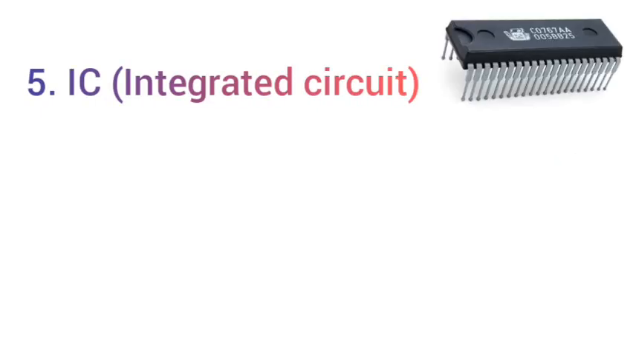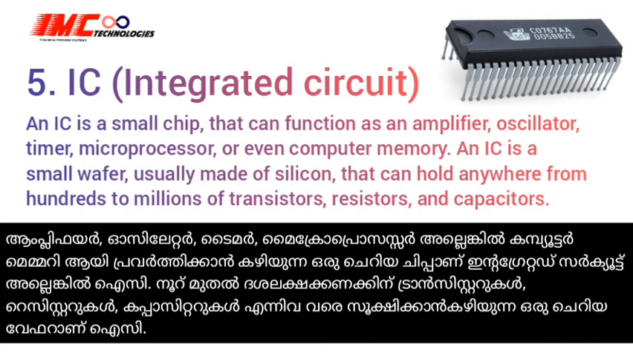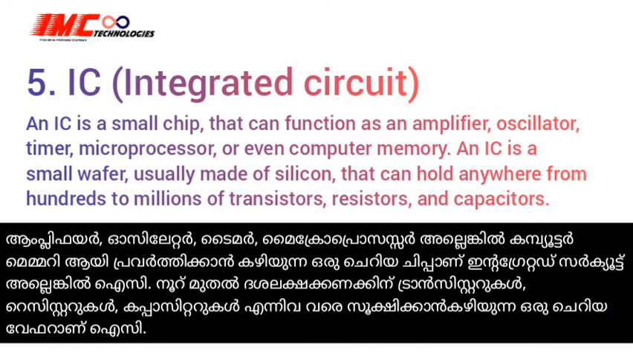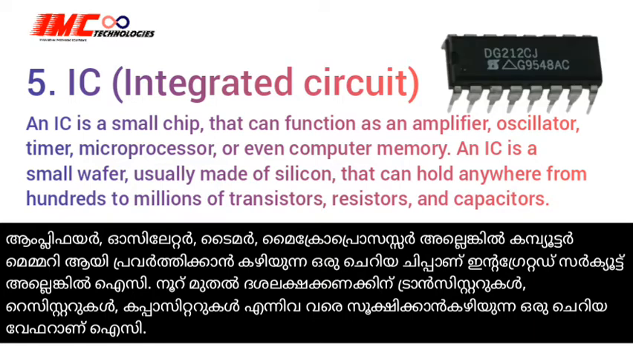An integrated circuit, or IC, is a small chip that can function as an amplifier, oscillator, timer, microprocessor, or even computer memory. An IC is a small wafer, usually made of silicon, that can hold anywhere from hundreds to millions of transistors, resistors, and capacitors.